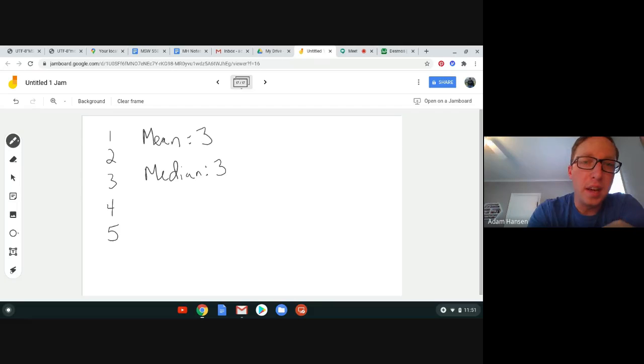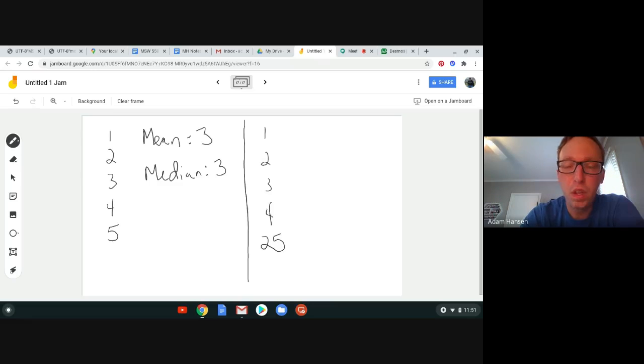Now let's skew this data set. 1, 2, 3, 4, and now instead of 5, let's do 25. Now this is a right skewed data set with the majority of data falling on the low side, with one outlier significantly higher than all the rest of the data. Which measure of center, mean or median, is most affected by this outlier? Well, let's go ahead and find the mean and median of this data set.